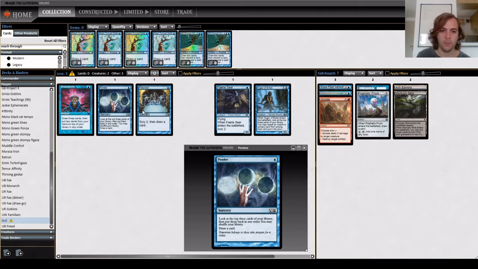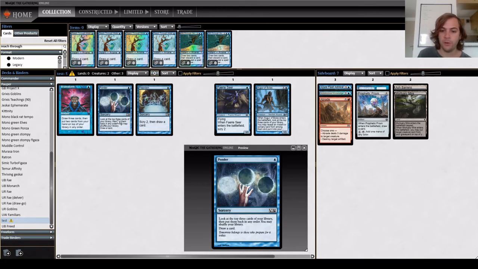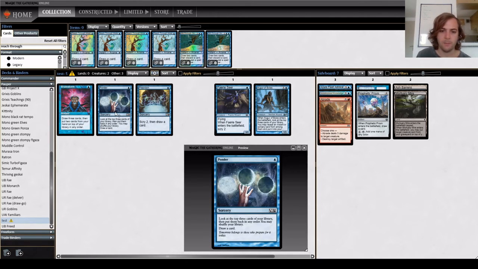So if you have Ponder and Preordain and you're trying to find your combo piece, first Preordain, put 2 on the bottom, and if you don't find it, then Ponder. Because if you do it the other way around, you did the same thing with these two cards, but you're going to shuffle the first three cards that you know you don't want to draw, so it's a bit worse in that respect. So yeah, that's basically it for all of this.